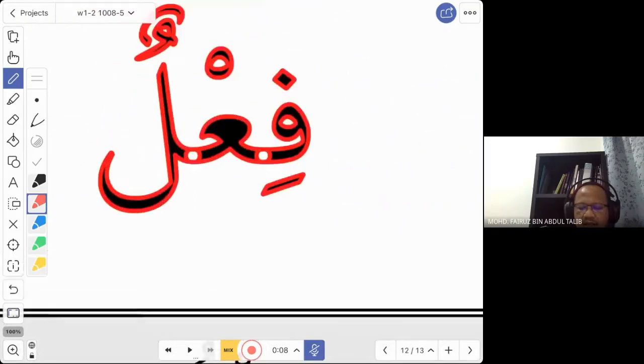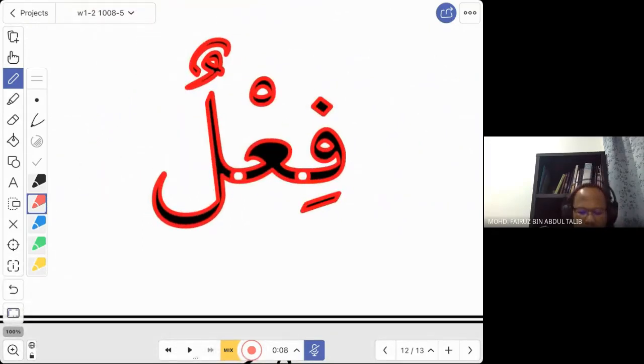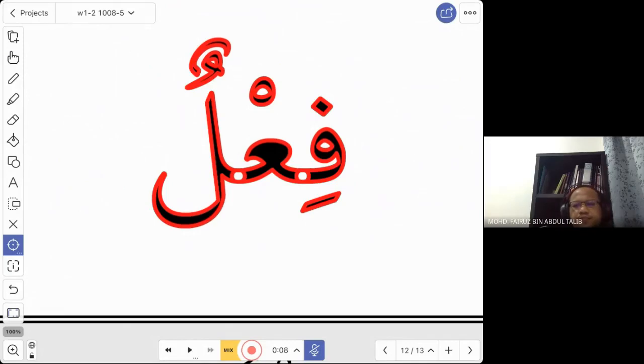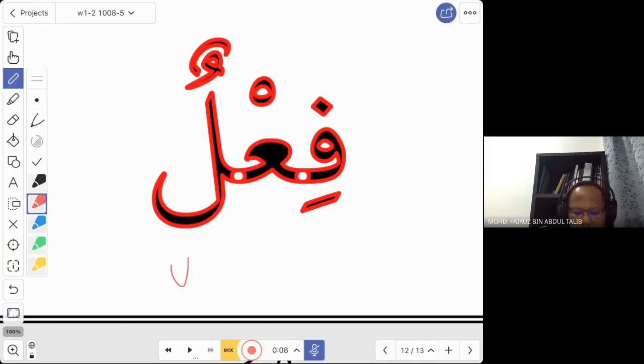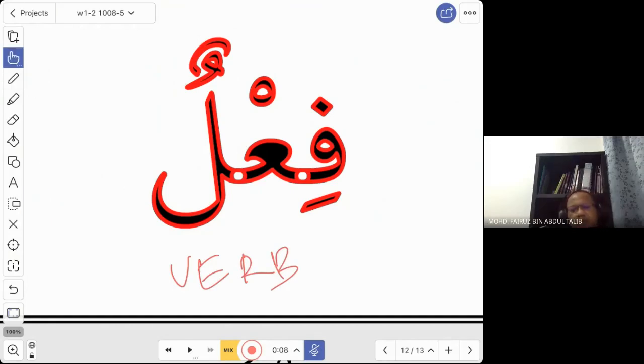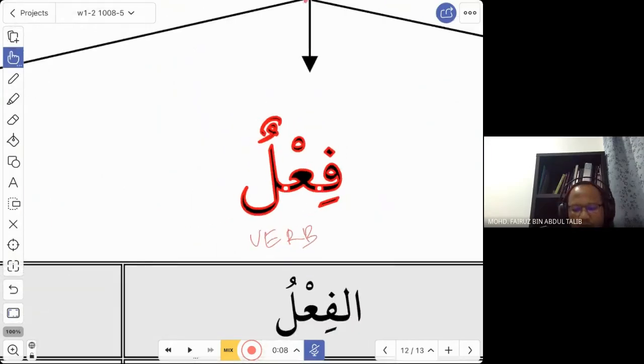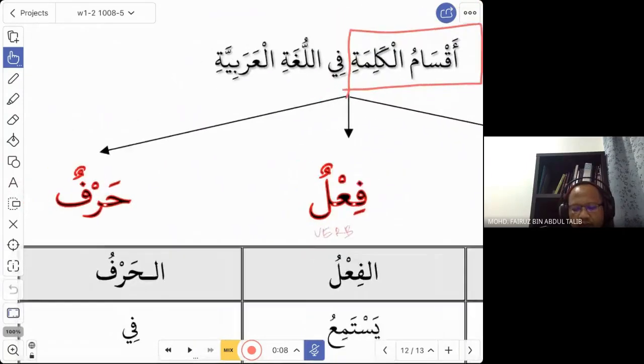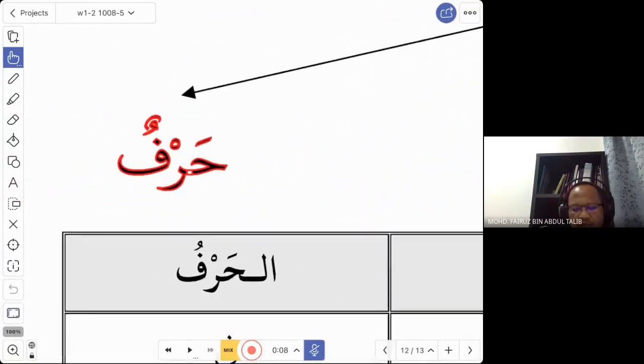Now the second category of word is called fi'lun, or you can also say fi'l. That is the second type of word. So we have ism, and we have fi'l. And what is fi'l? Fi'l is verb. Now we look at the third category of word.